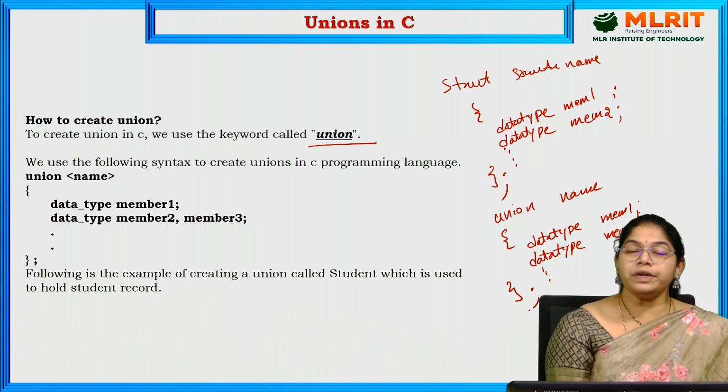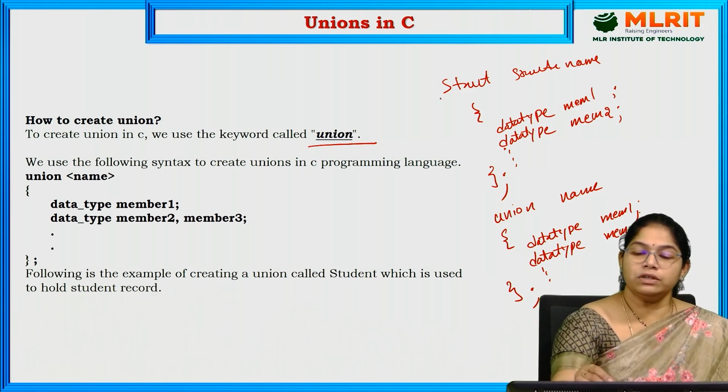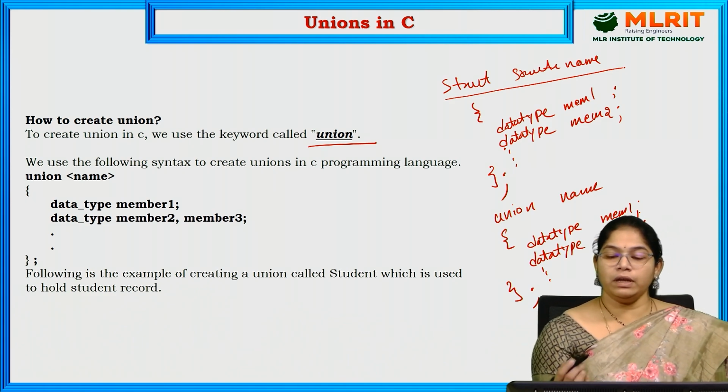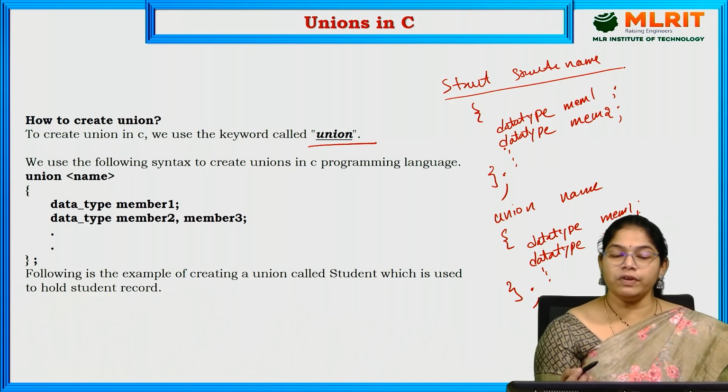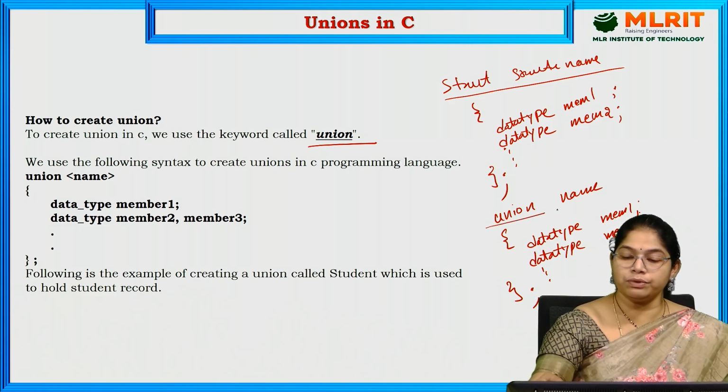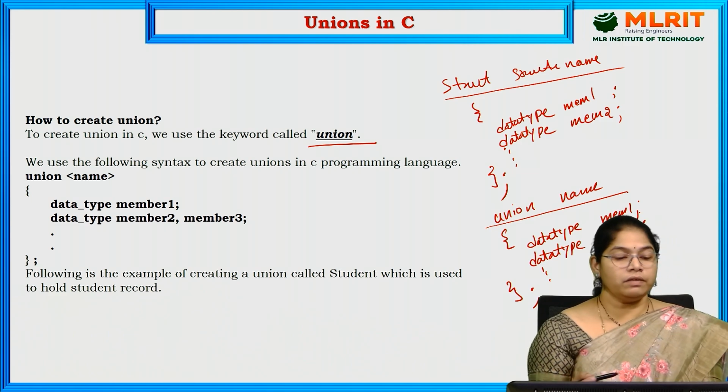So how to create a structure variable? A structure variable is created as struct student, then the variable name. In the same way, to create a variable for the union, we have to use the union name and the variable name.